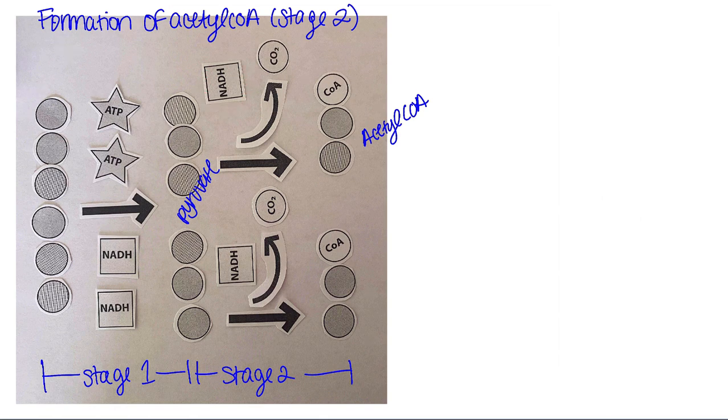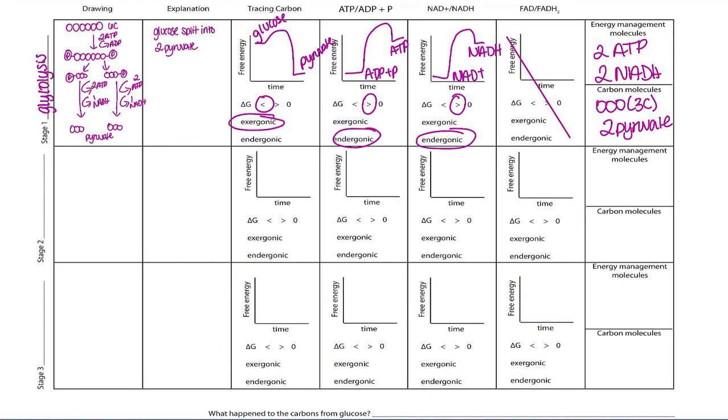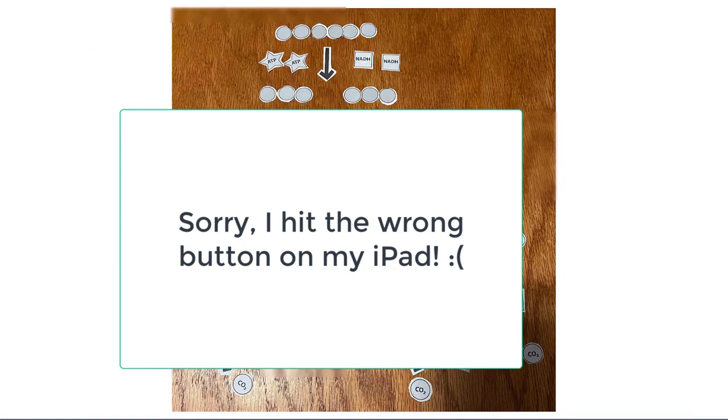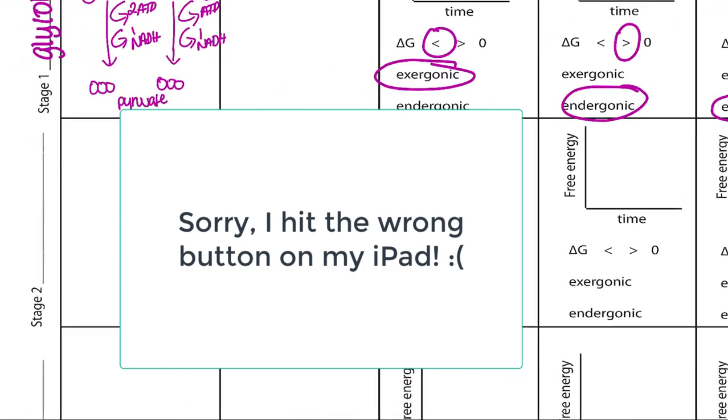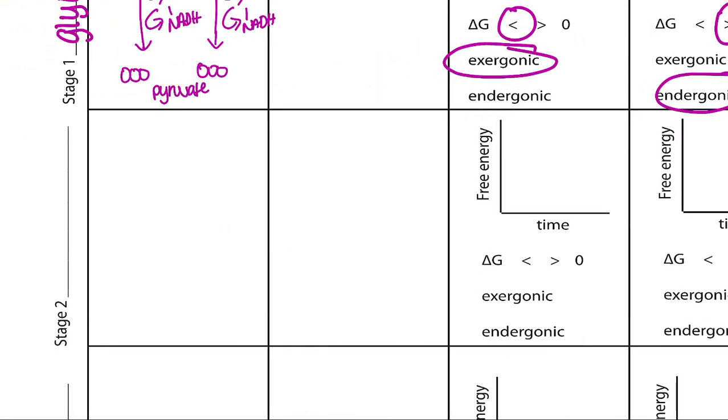Now, because we have 2 pyruvates, you'll notice that here on this side, we have the same thing happening. So at the end of stage 2, we have these 2 acetyl-CoAs, and we have 2 molecules of CO2 that leave, and then we also have 2 NADH molecules that have been reduced. So we can go back now to our scaffold, and we're going to do the same thing that we did with glycolysis, and we're going to summarize what occurred.